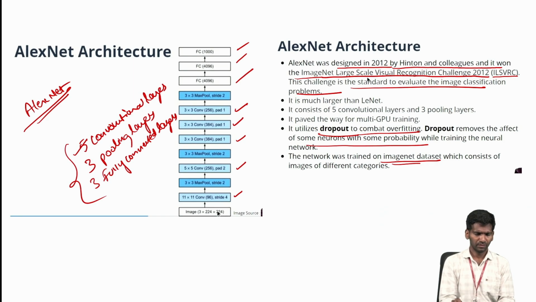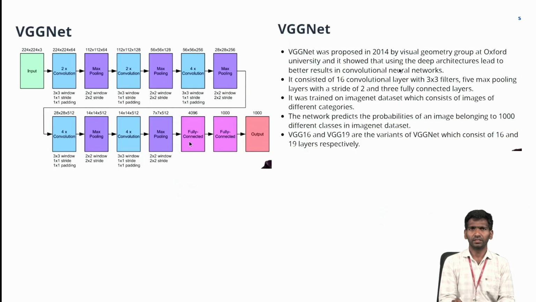So next, VGGNet. VGGNet is one of the most important CNN architectures. Here there are subcategories also: VGG16, VGG19. All those are there, and it is mostly used nowadays. It was proposed in 2014 by the Visual Geometry Group at Oxford University. It showed that deep architecture led to better results for convolutional neural networks.